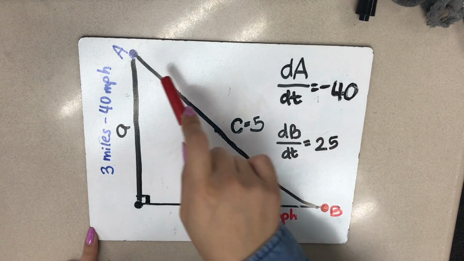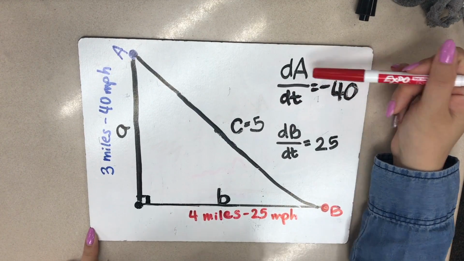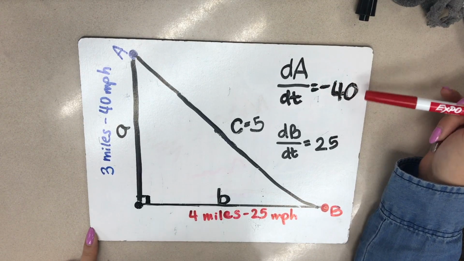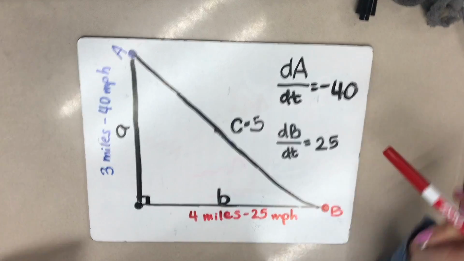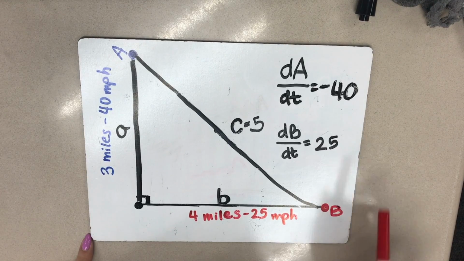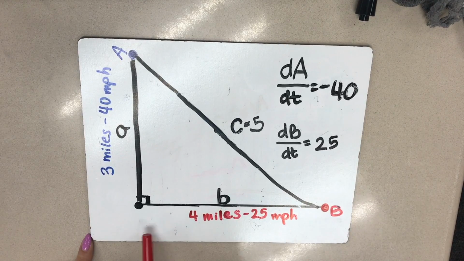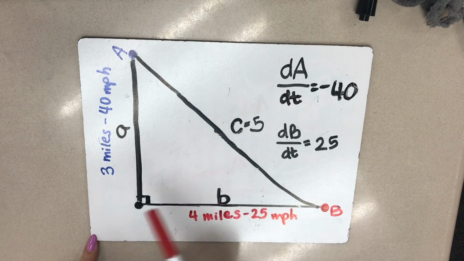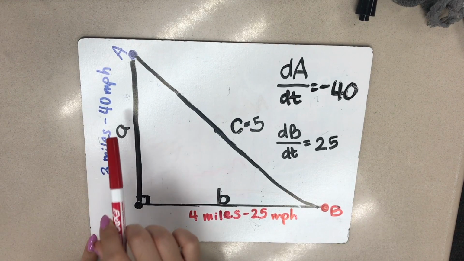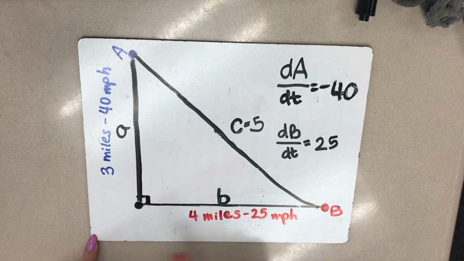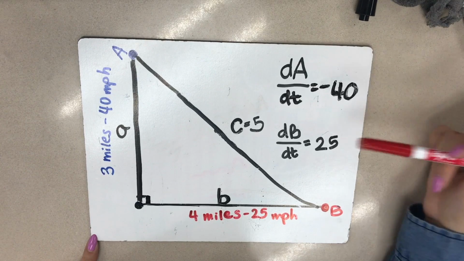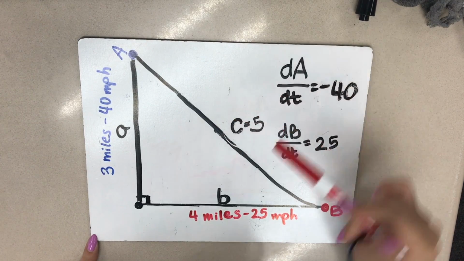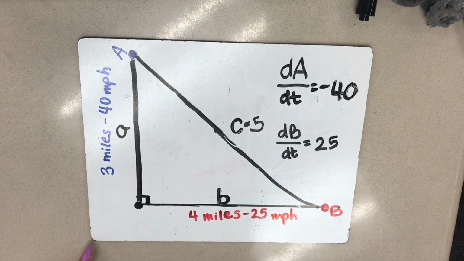Now, the rate of the cops is negative 40 because we're going at 40 miles per hour and we're going downwards, and that's negative. And Jade and Grayson are going at 25 miles per hour, and that's positive because they're going to the right. Since we know that at this moment in time, point A is at 3 miles, point B is at 4 miles, then we can infer by our Pythagorean triples that this is 5 miles because this is a 3, 4, 5 triangle.